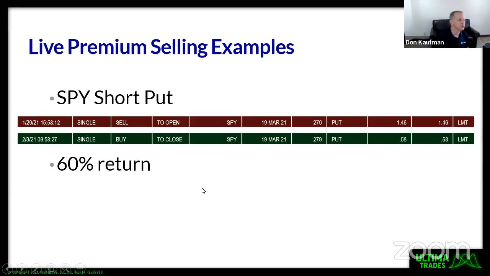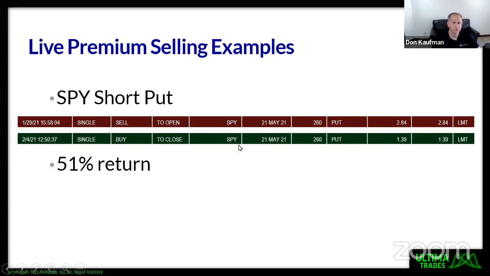Spiders, here's a short put. Opened actually in late January, closed just a few days later for a 60% return. I mean, we're all the way out of 279 put. You realize the spiders right now are in the 415 level. Never even thought about being threatened on this one. Okay. Here's another one, SPY short put, 275 put, closed for a 50% return, open for 241, closed for $1.20.